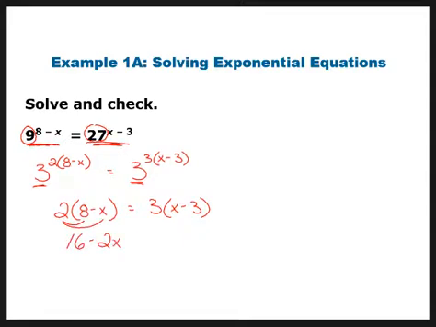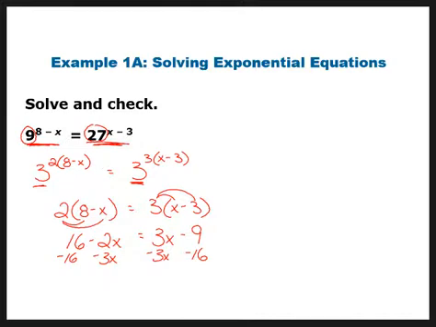16 minus 2x is going to be 3x minus 9 from there. Okay, I want to get the x's on one side, the constants on the other side. So I'm actually going to move my x's left and my constants right. So I'm going to subtract 16, and I'll subtract the 3x over this way.